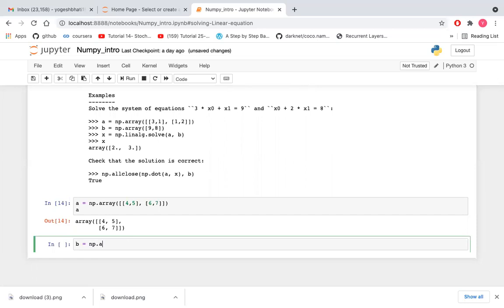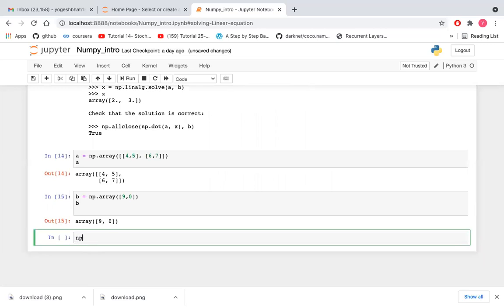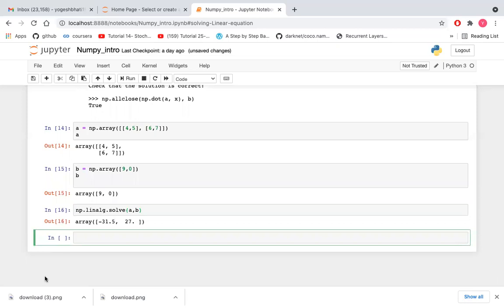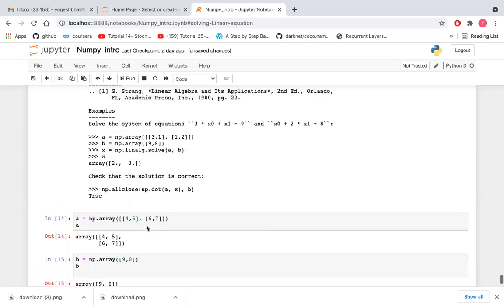Let's create another matrix. Now solve it: np.linalg.solve(a, b). Okay, here it is giving two values with respect to the a and b arrays. That's how the solution of a linear equation of matrices is found by using NumPy. That's the way to solve.